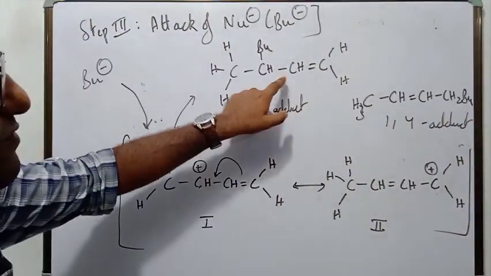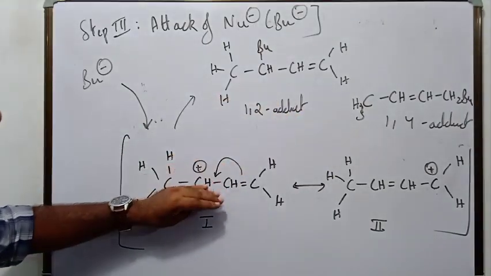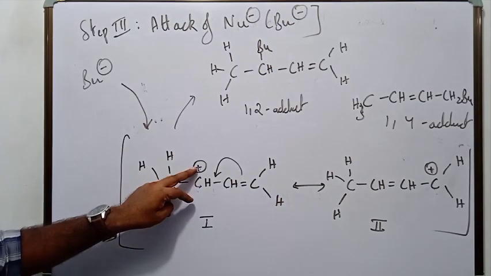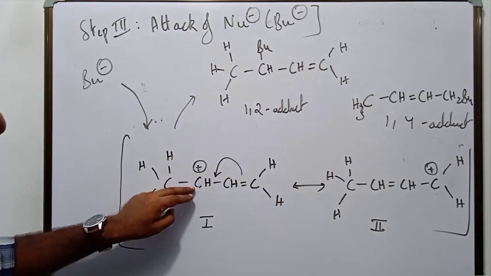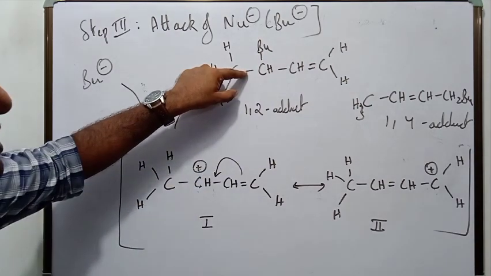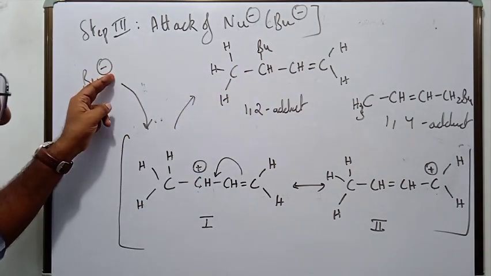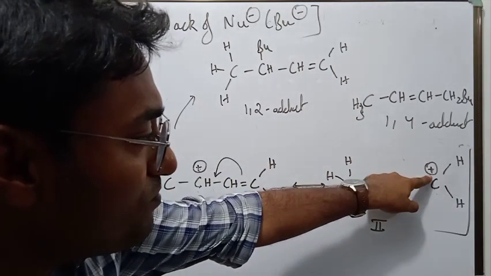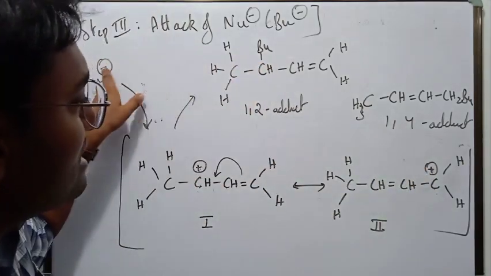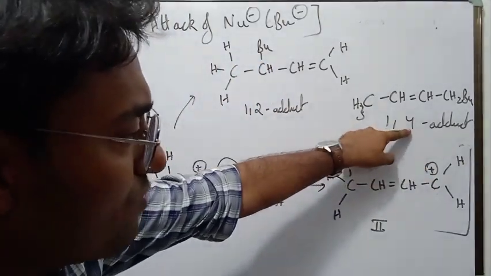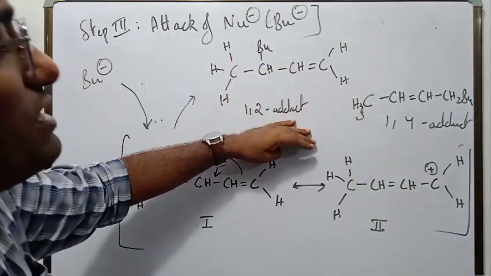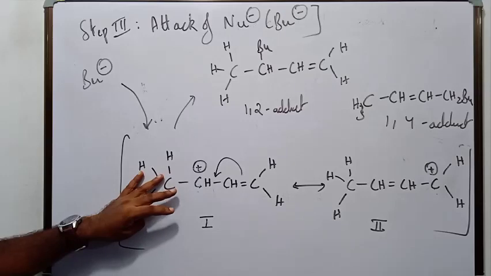And why is this getting formed? Because in the resonance in the allylic carbocation, the positive charge may rest on the second carbon atom. In case it rests on the second carbon atom, the Br minus would attack the second carbon atom, forming the 1,2 adduct. The positive charge may also rest on the fourth carbon atom. In case it rests on the fourth carbon atom, the Br minus attacks the fourth carbon atom, leading to the 1,4 adduct. So this results in the 1,2 adduct and 1,4 adduct in addition reactions of conjugated dienes.